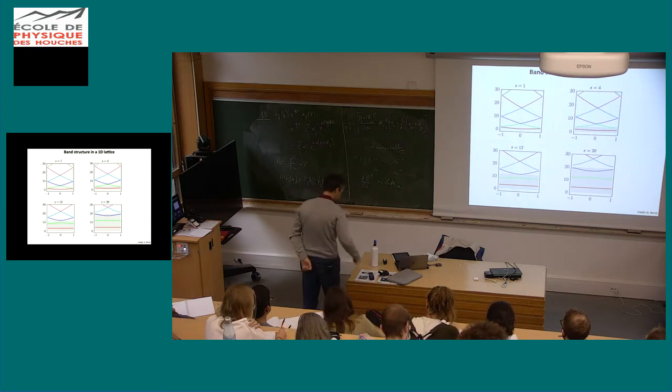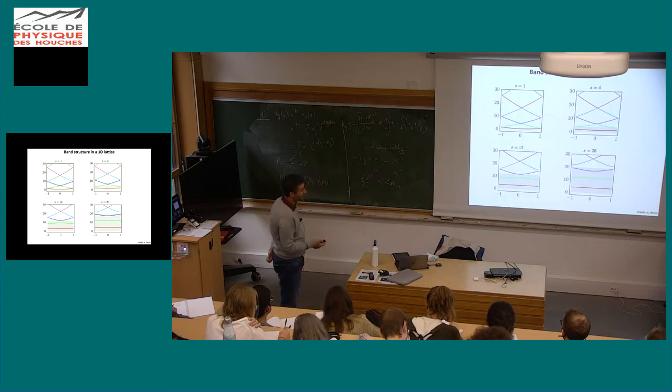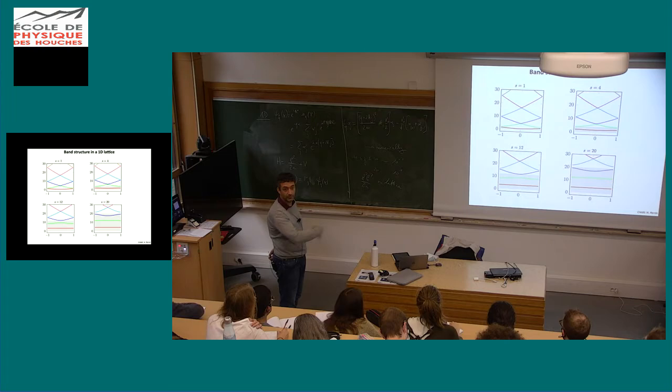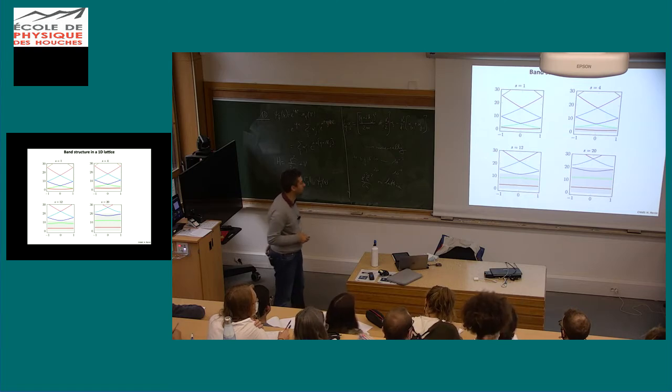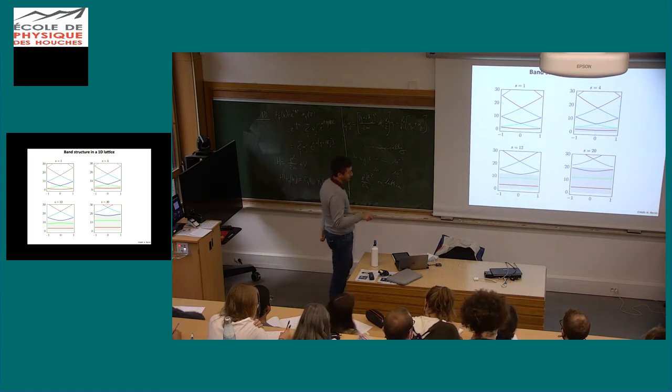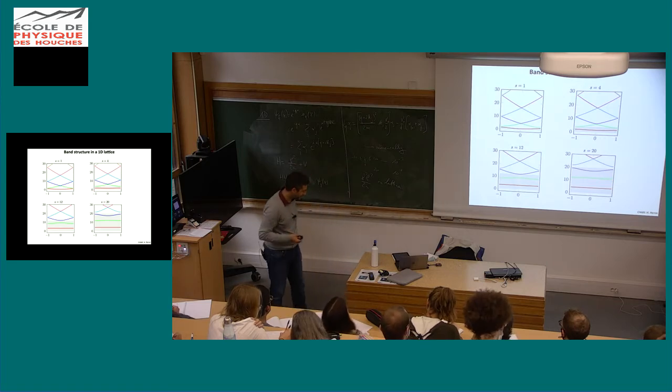Typically, we see it here, the band gets flattened as the lattice amplitude is increased. And you also see that we have energy gaps appearing on the edge of the Brillouin zone, and these energy gaps are also increasing with lattice amplitude.